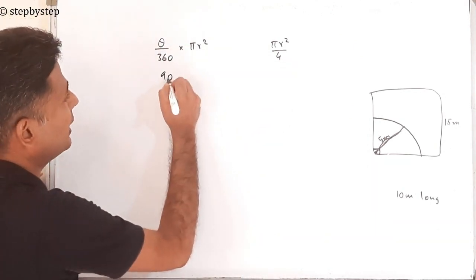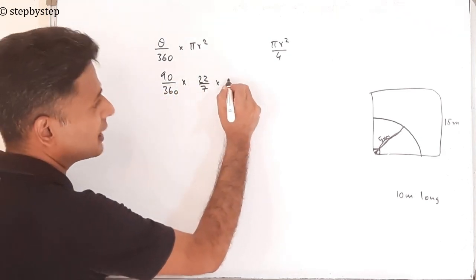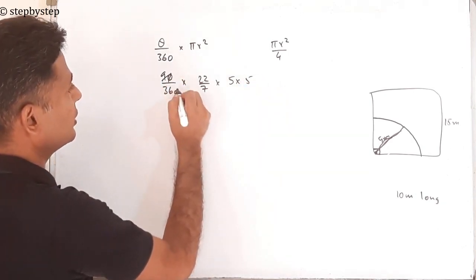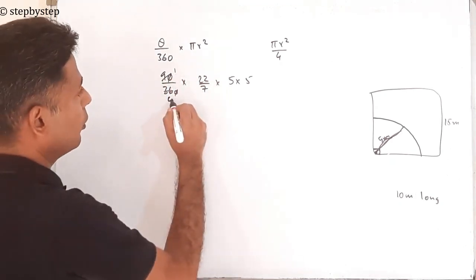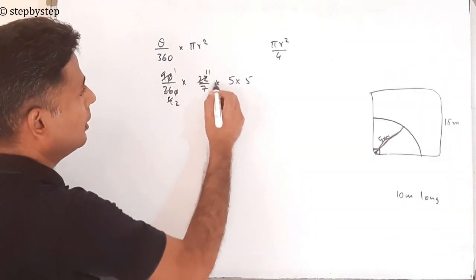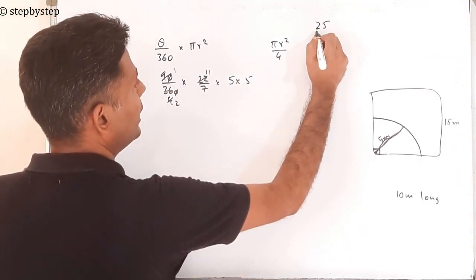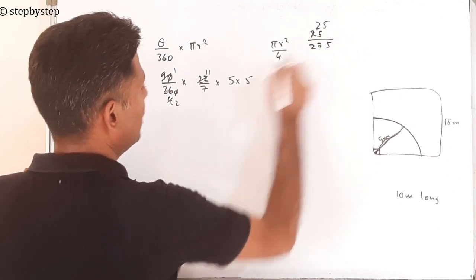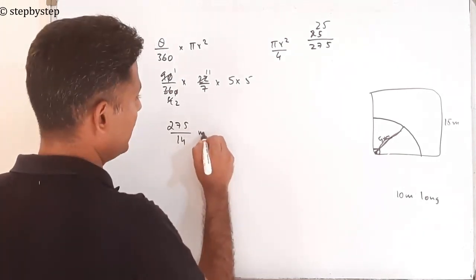Alright, so theta is 90 degrees by 360 into 22 by 7 into r square, that is 5 into 5. So the zeros cancel, 9 ones are 9, 4 nines are 36, see, you got 1 by 4. So 2 2s are 11s are, so 5 into 5, 25 into 11, that is 275, and 4 times 7 is 28, so you get 275 by 14 meter square.